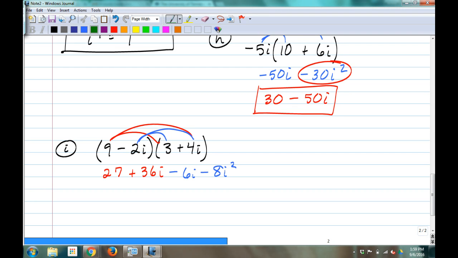Now we just need to put like terms together and fix anything that needs to be fixed. What's that turn into? Negative 8 times negative 1 is positive 8. So 27 plus 8 would be 35 plus 30i.